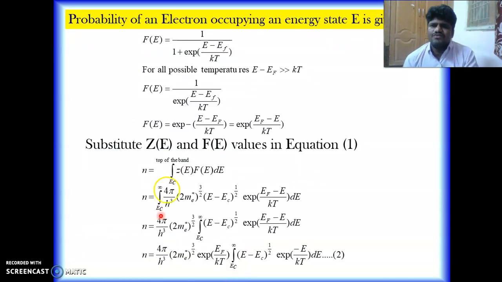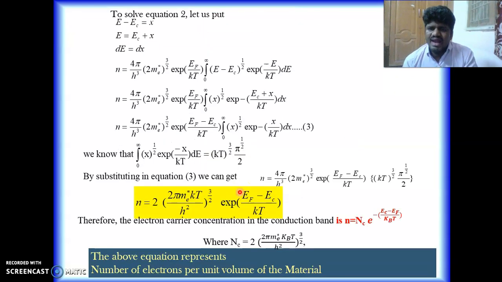Now we have to find the f of E. This function f of E is equal to 1 by 1 plus exponential of E minus EF by KT, and for E minus EF far greater than KT, if you simplify it, then we can get f of E equal to exponential of EF minus E by KT. By substituting this Z of E and f of E in equation 1, after simplification, we can get the N value: N is equal to 2 pi m star KT by h square whole power 3 by 2 times exponential of EF minus EC by KT.